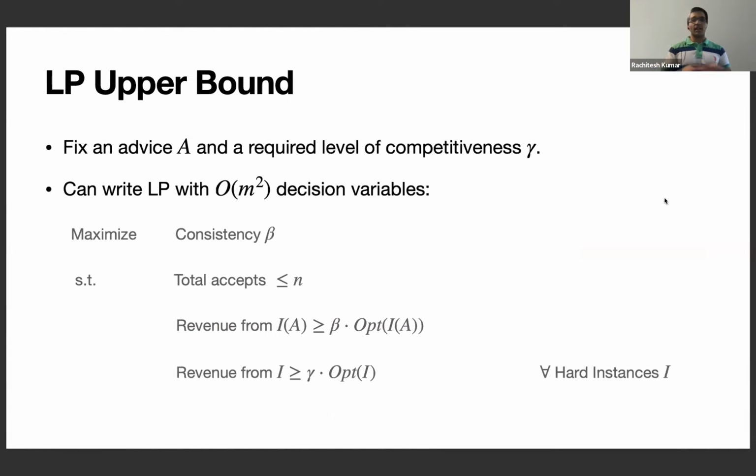We use all of this to write an LP that'll give us an upper bound on the best possible level of consistency you can achieve for a given level of competitiveness. So given that level, we try to maximize consistency subject to the capacity constraint. We require that the revenue from the hard consistency instance IA is at least a beta fraction of the hindsight optimum. So this is consistency. And then finally, we require the revenue on every hard instance to be a gamma fraction of the hindsight optimum. This is just on hard instances. And as I just said, the number of decision variables are also order m squared. So this entire LP is order m squared in variables and constraints.